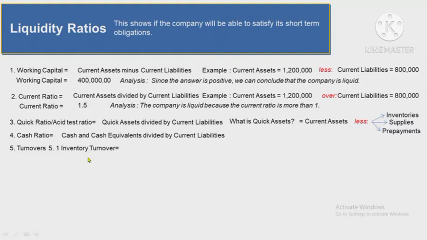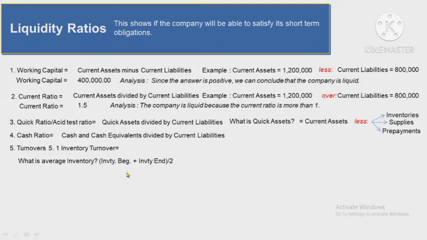So if you are asked what is the formula of the receivable turnover, you will know that the denominator is the average receivables. Sir, what is this average? Actually, it's just the beginning balance plus the ending balance divided by 2.